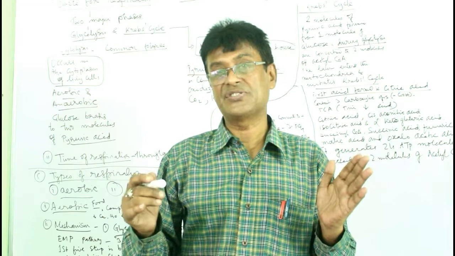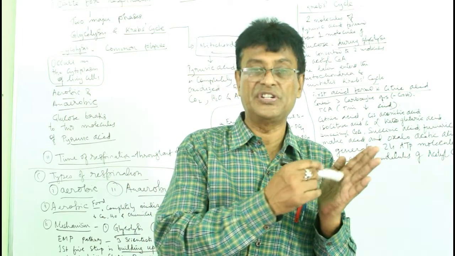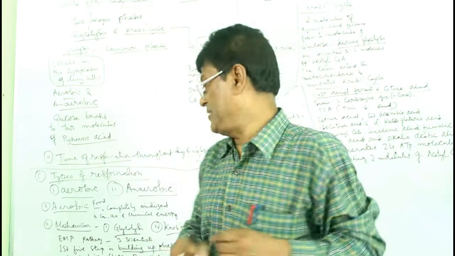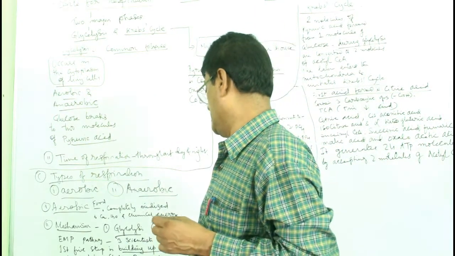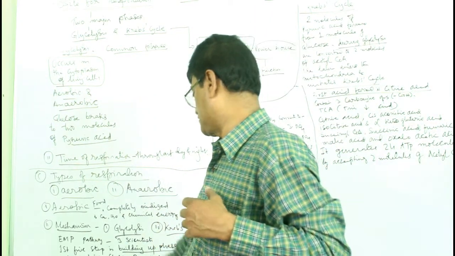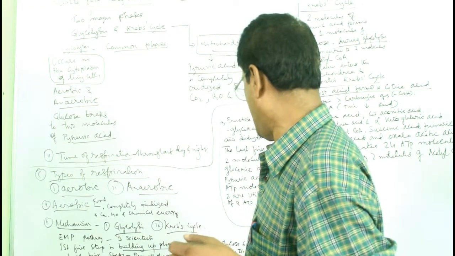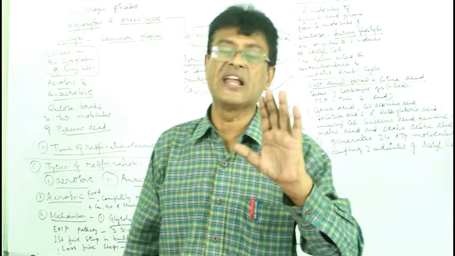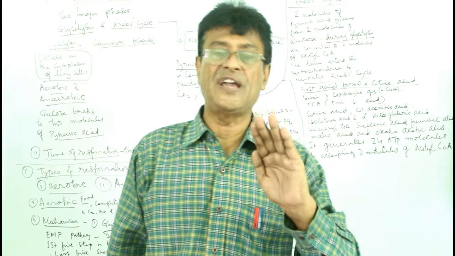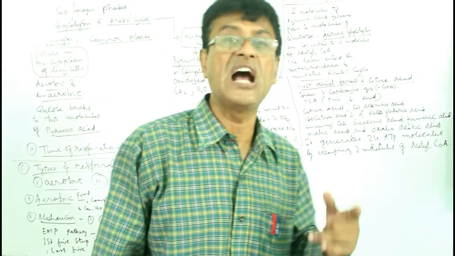The pathway is named after three scientists and is known as the EMP pathway. The first 5 steps are known as the building up phase.